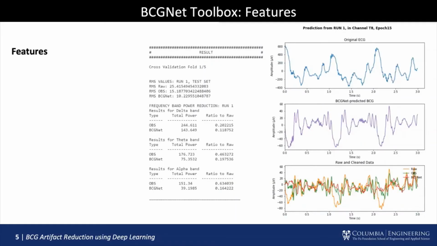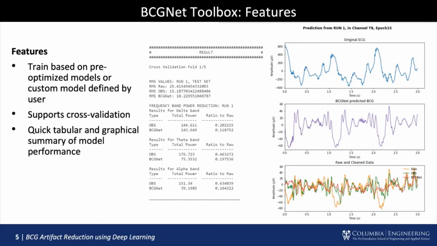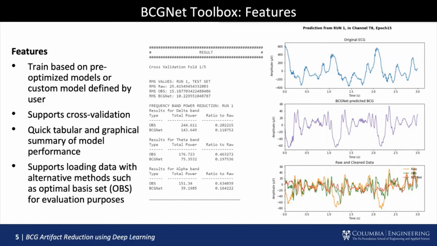BCGNet has the following features. It can train based on pre-optimized models or a custom model defined by the user, and supports cross-validation. After the training is complete, it provides a quick tabular and graphical summary of model performance. It also supports loading data with alternative methods such as OBS for evaluation purposes.